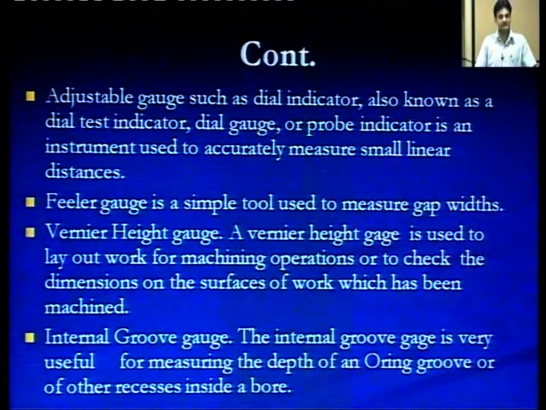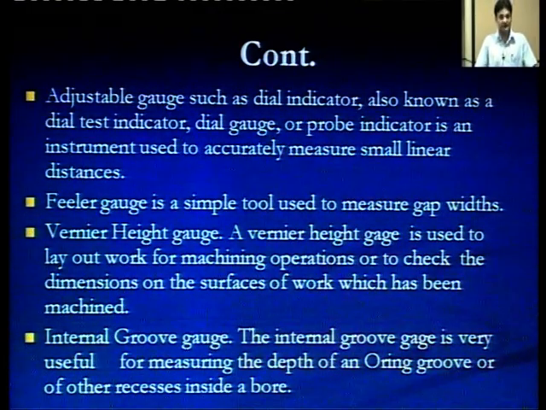Adjustable gauges such as the dial indicator or dial gauge is an instrument which is used to accurately measure small linear distances, which we measure with the help of the dial indicator. Feeler gauge. Now, the feeler gauge is a simple tool used to measure the gap widths between various gaps. The gap widths we can measure with the help of the feeler gauge.